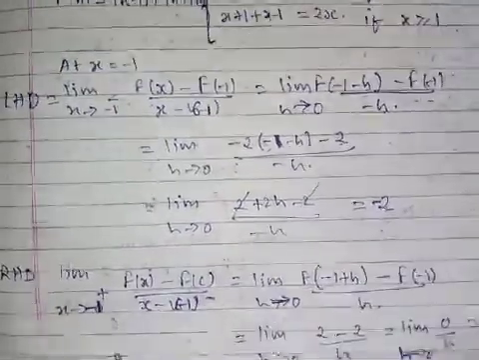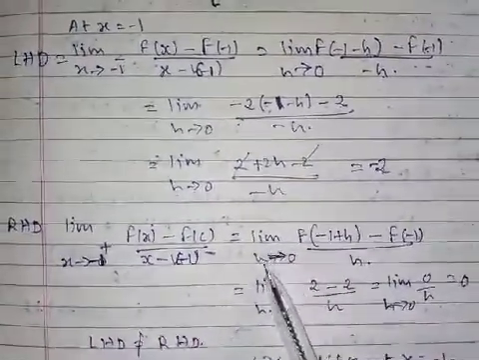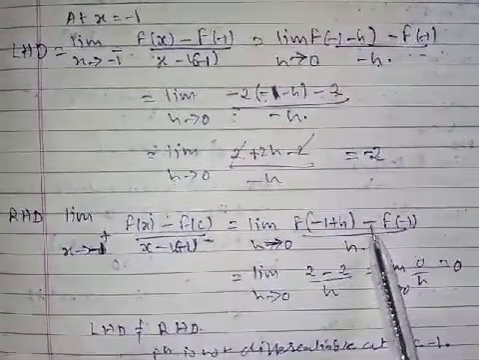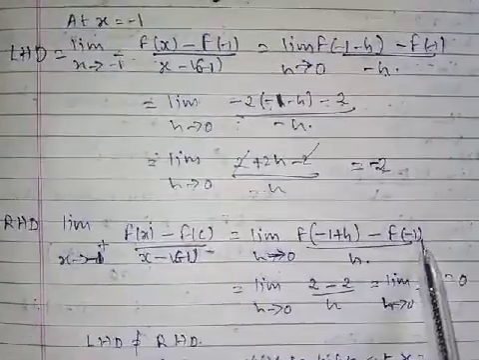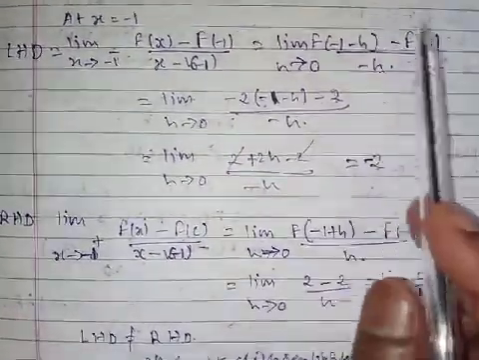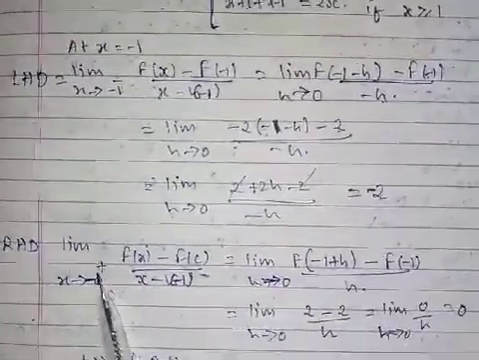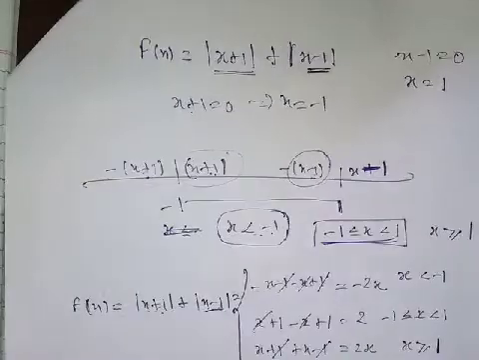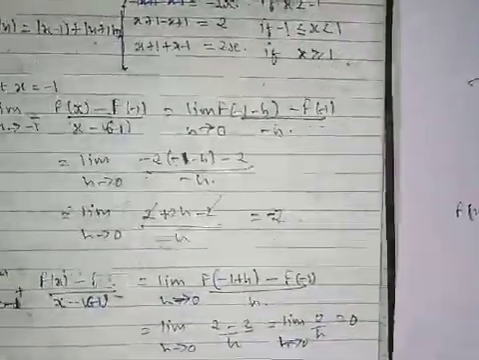Is it? RHD, you see, limit h tends to 0, c is minus 1, so f of minus 1 plus h minus f of minus 1. Where do we have to look? We have to see at the right hand side of minus 1. Right hand side of minus 1, these are the two functions, so it is 2.